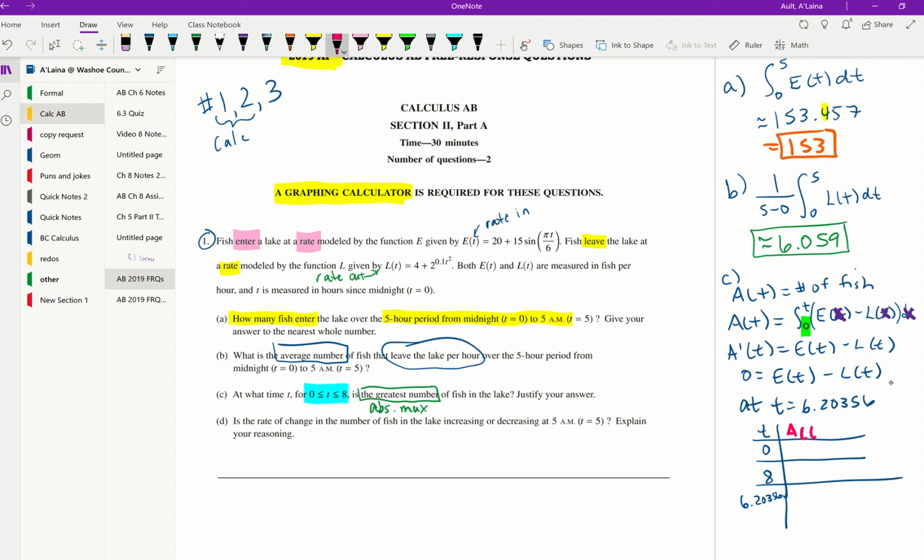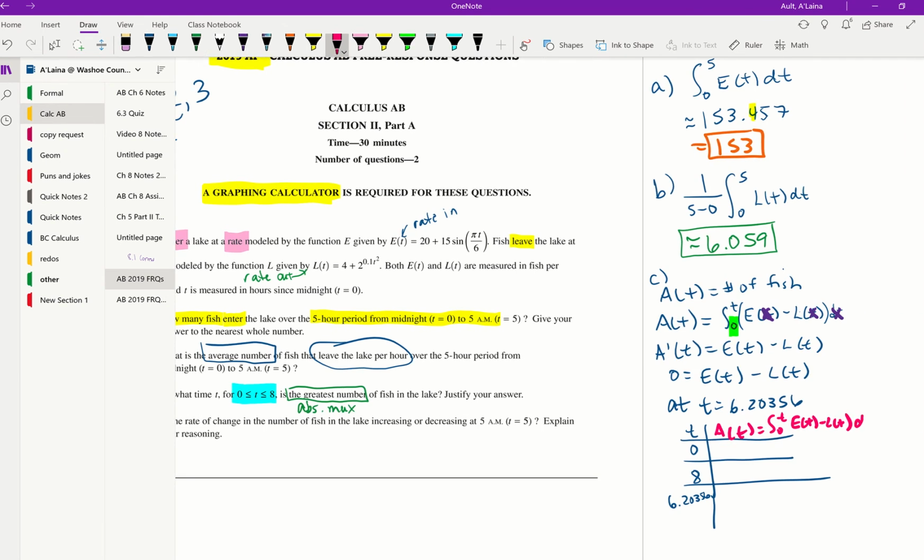Remember, A of t is the definite integral from 0 to t of E of t minus L of t dt. So if I plug in a 0 for this, A of 0 would be the definite integral from 0 to 0 of this expression, which we have a property of integrals that says if we start and end at the same value, that equals 0. If I want to do A of 8, this would be the definite integral from 0 to 8 of E of t minus L of t. And I'm going to use the calculator to evaluate that.